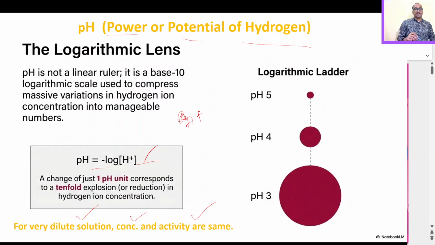And this pH is not a linear scale, it is a logarithmic scale having base 10, which is used to compress the massive variation of hydrogen ion concentration to a manageable number. So if you increase or decrease the pH by 1 unit, the hydrogen ion concentration will increase or decrease tenfold. So for example, from pH 5 to pH 4, the hydrogen ion concentration increases tenfold. From pH 5 to pH 3, there will be a 100 times increase in hydrogen ion concentration.